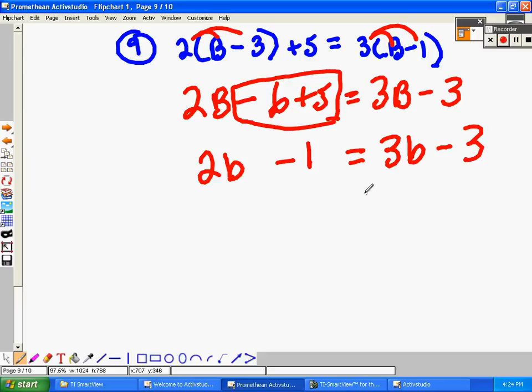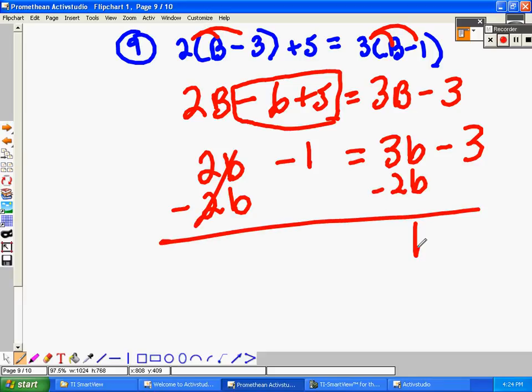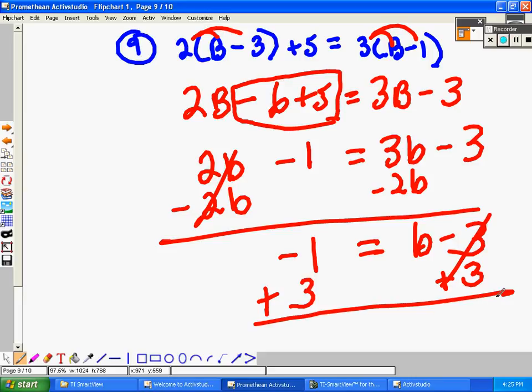I'm going to, let's move this 2b over to this side. That way, my b will stay positive. Last step, get rid of the minus 3 by adding 3 to both sides. And I'm left with b, well, actually 2 equals b, which is the same thing as b equals 2.